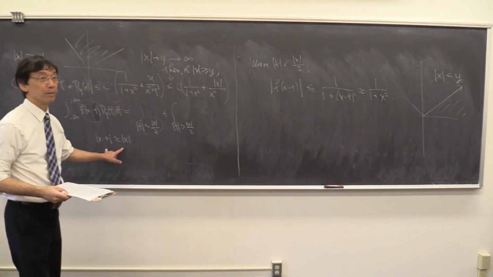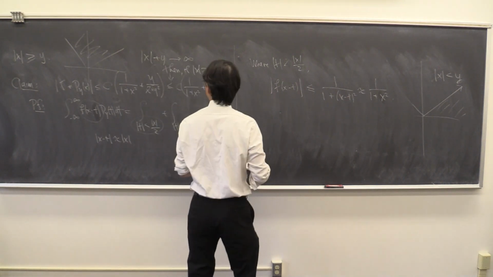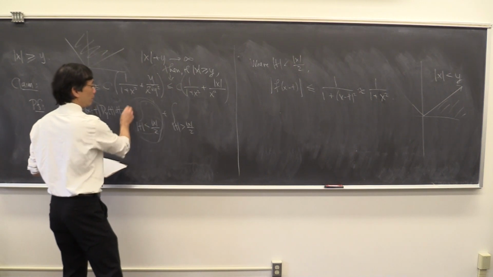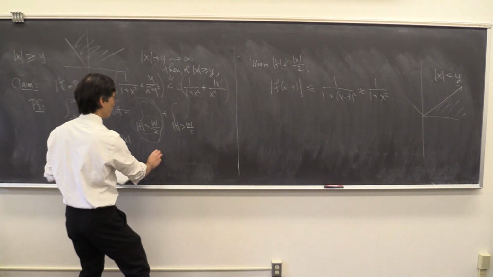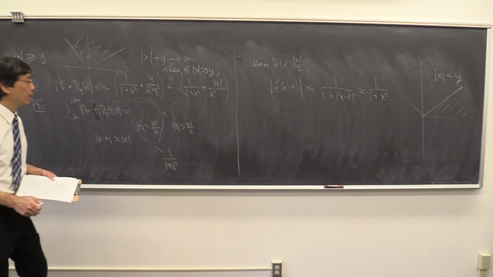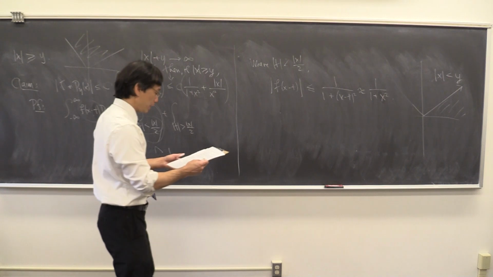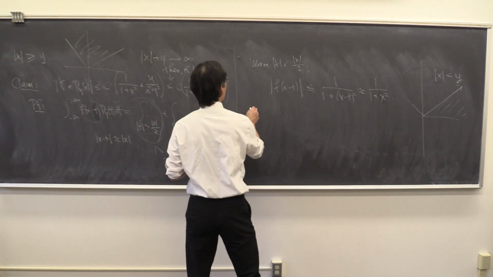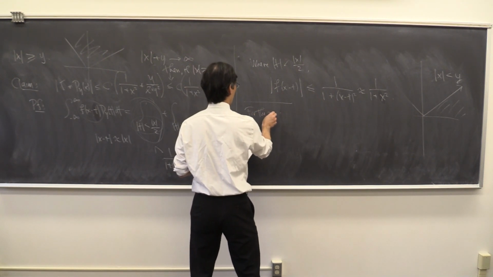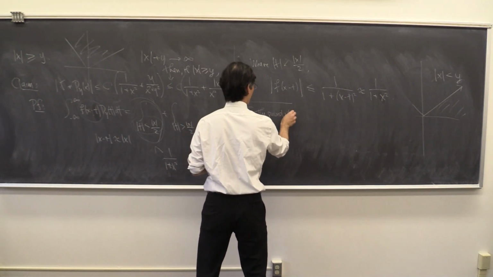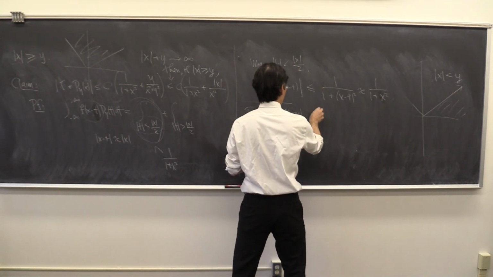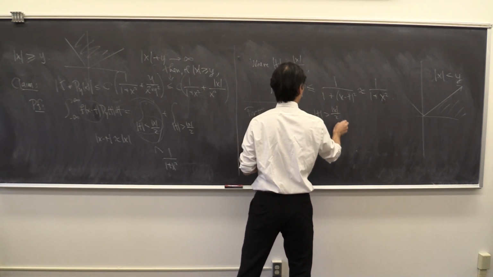Okay, because of this. Okay, so that gives us that this first term is controlled by 1 over 1 plus x squared. So then getting the second term, for the second integral, t is bigger than the absolute value of x over 2.